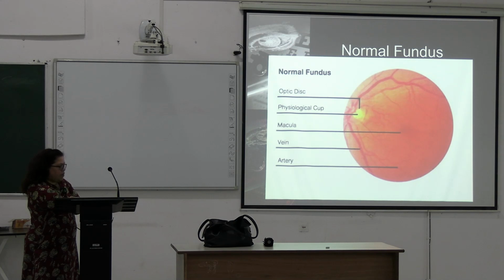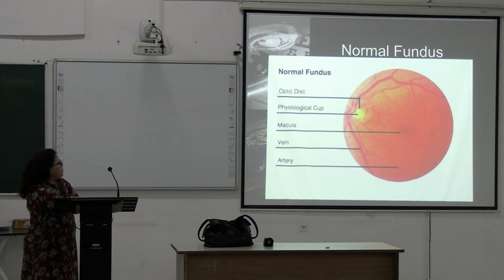And this is the diagram of a normal fundus. This is the optic disc, and this central yellowish part is called the physiological cup. But in case of glaucoma, this cup is increased. Normally the CD ratio is 1:3, but it is increased to 0.7 to 0.9 in case of glaucomatous optic atrophy.